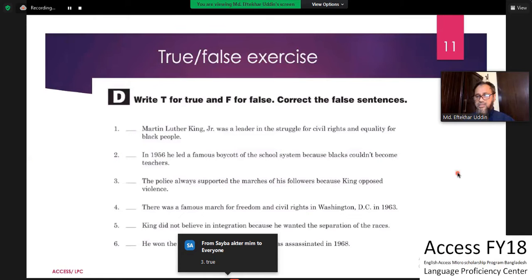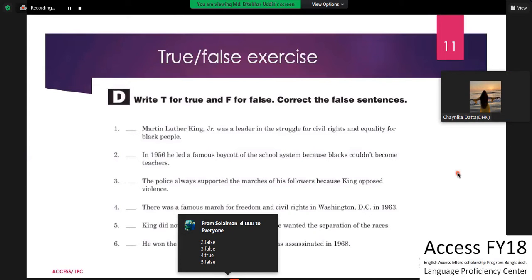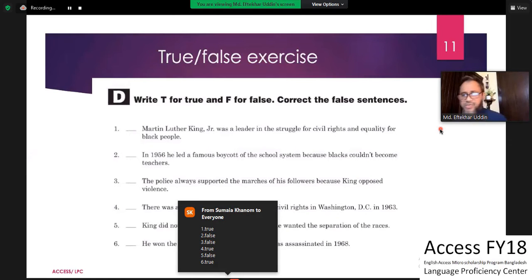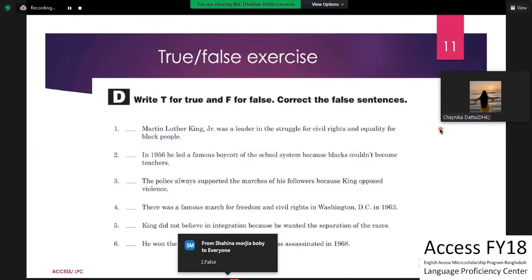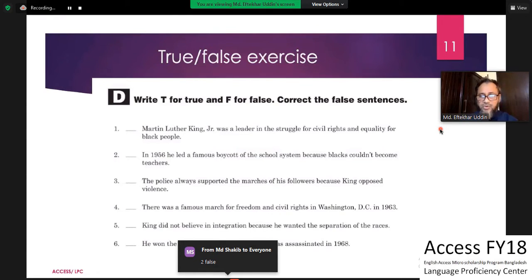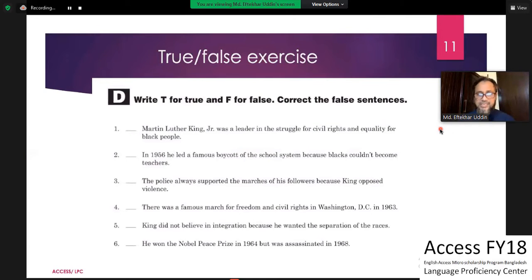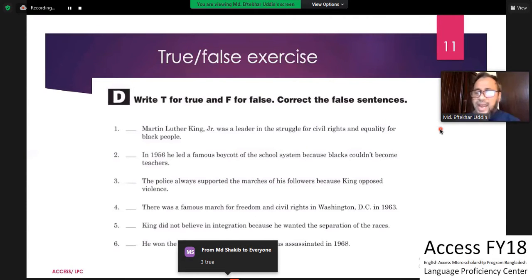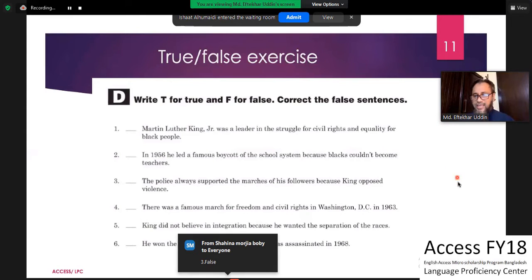Next one is Choynika Dotto. Could you please read the number 2? Okay, sir. In 1956, he led a famous boycott of the school system because blacks could not become teachers. It is false. So what is the correct information? Because they were made to sit in the last seats of buses. Okay. So this is not about the school system. This is about the bus system, right? Yes, sir. Because they were allowed only at the back of the bus, not at the front. Okay. Thank you, Choynika.